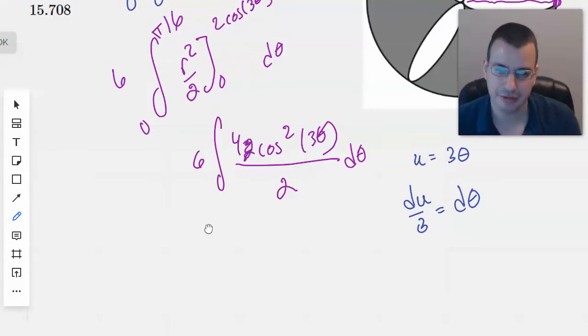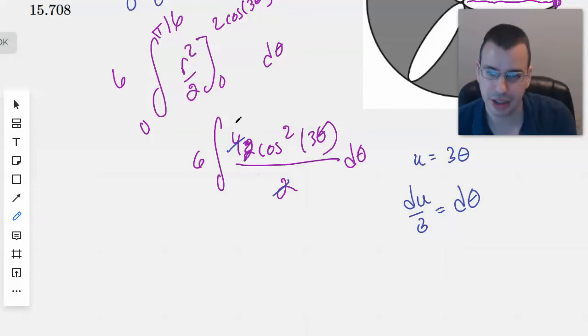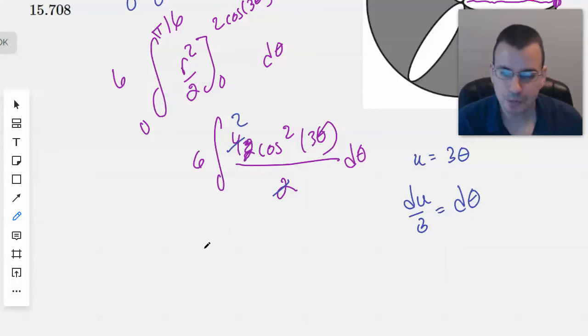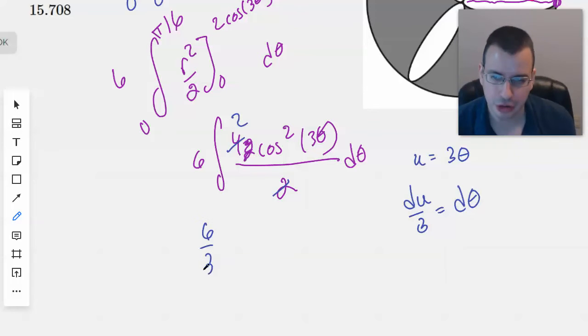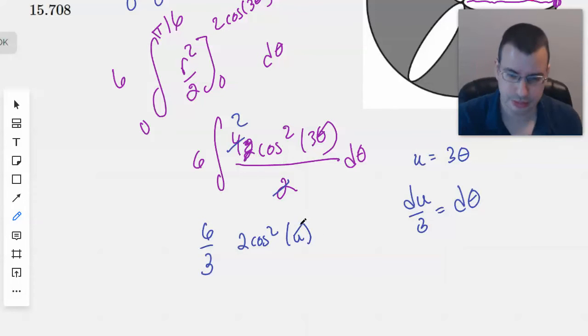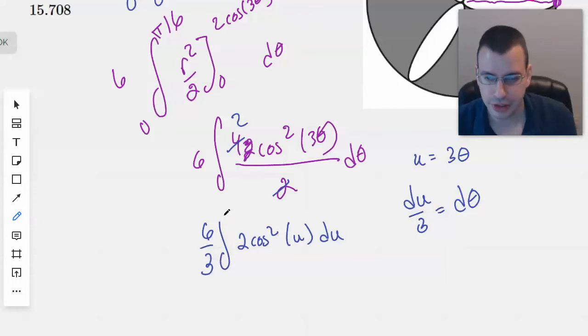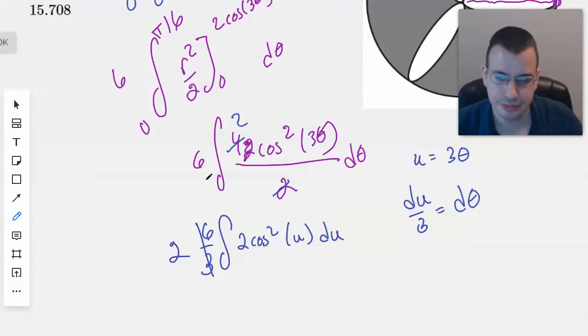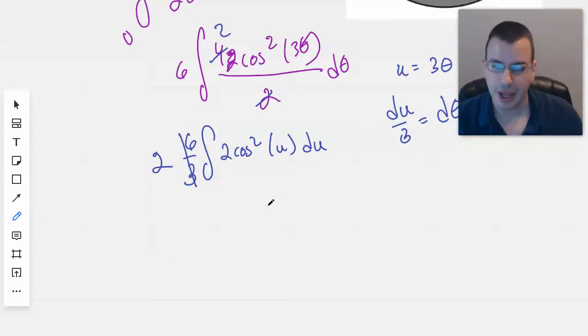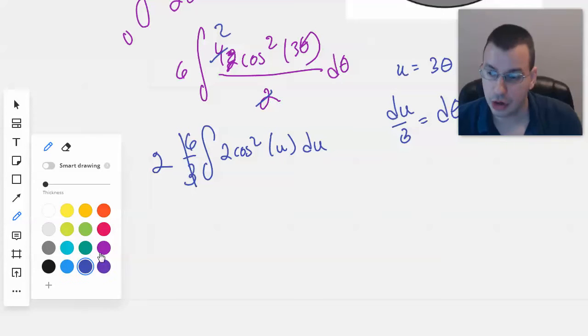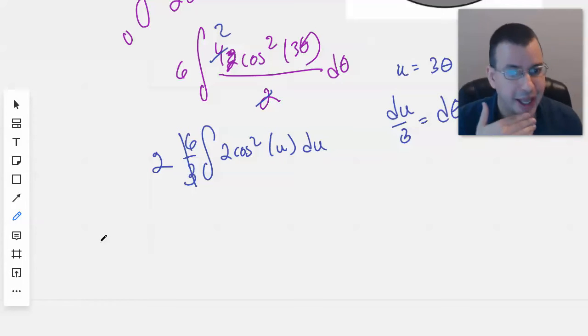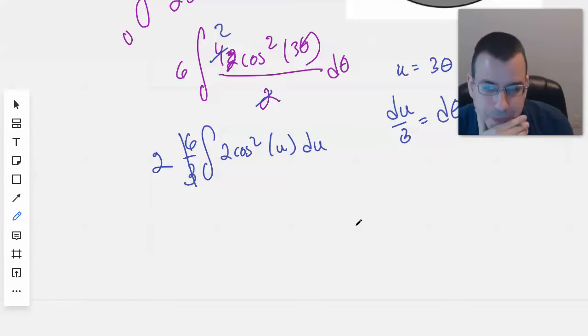So we'll have 6 over 3, integral of 2 cosine squared u du. That becomes 2 times the integral. And now we have to figure out how to do the integral of cosine squared. And to do that, we'll use a half angle formula.